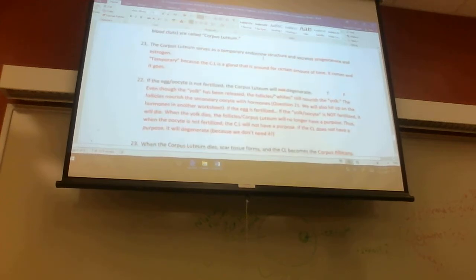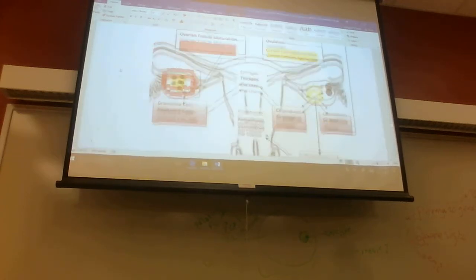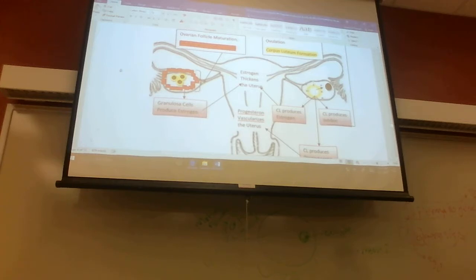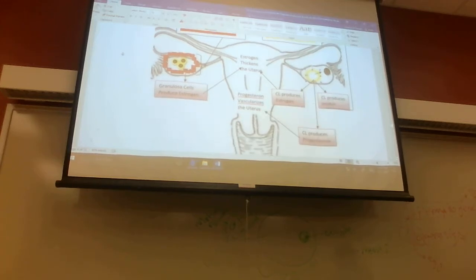So the corpus luteum serves as a temporary endocrine structure. It's very temporary. It secretes progesterone and estrogen. Estrogen is really good, and I'm going to switch back over to here. So this is your corpus luteum. This is ovulation when it separates. It'll also produce inhibin, but we'll go into that later. So when it separates, the corpus luteum will produce progesterone.